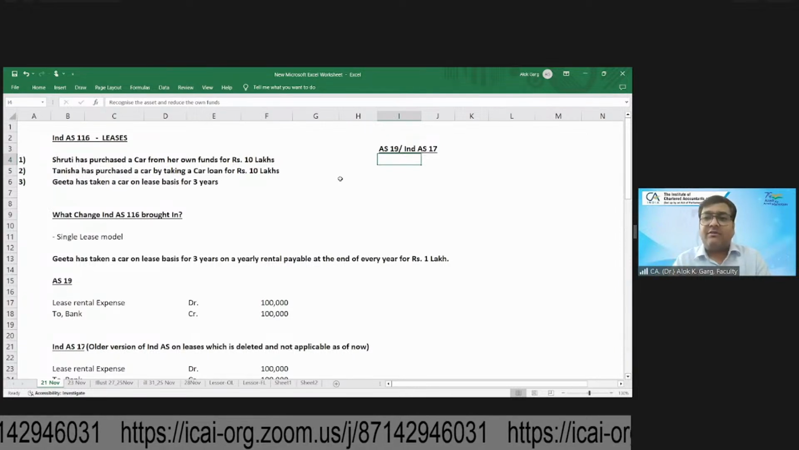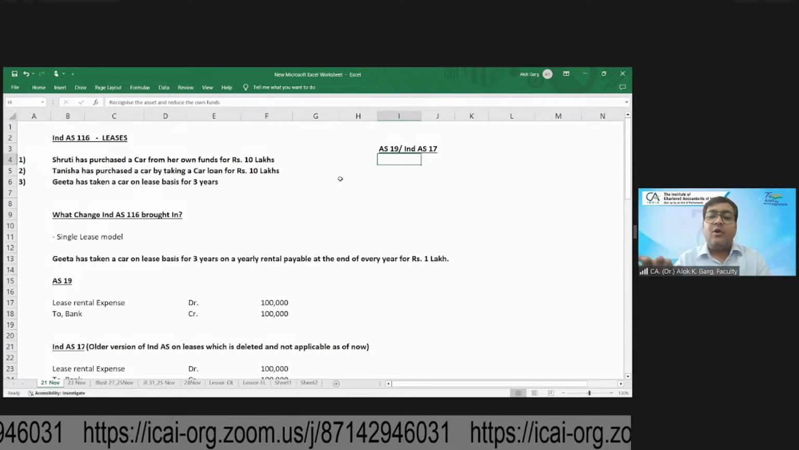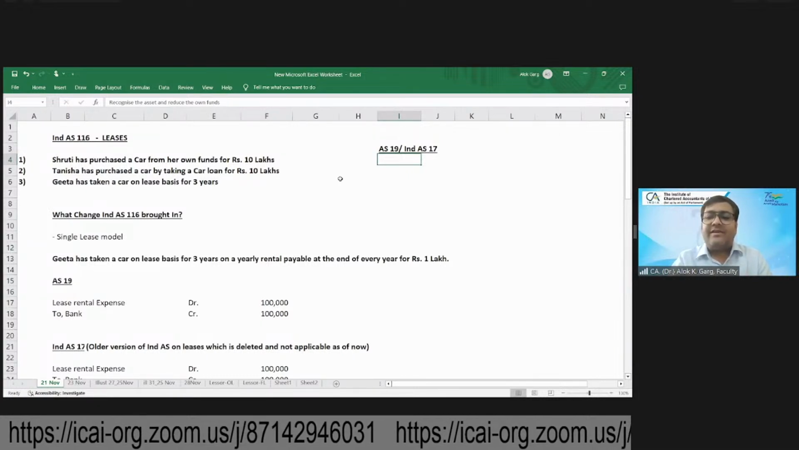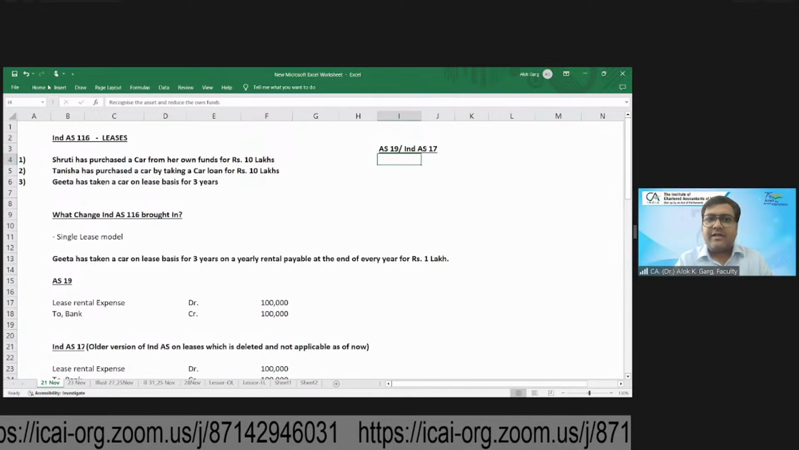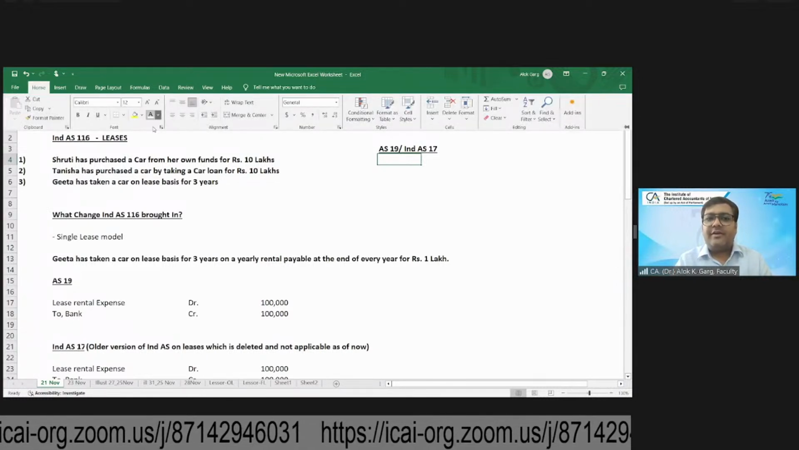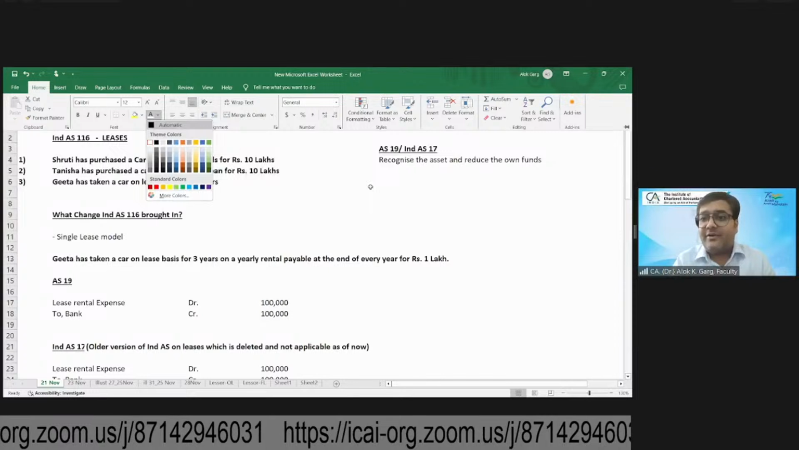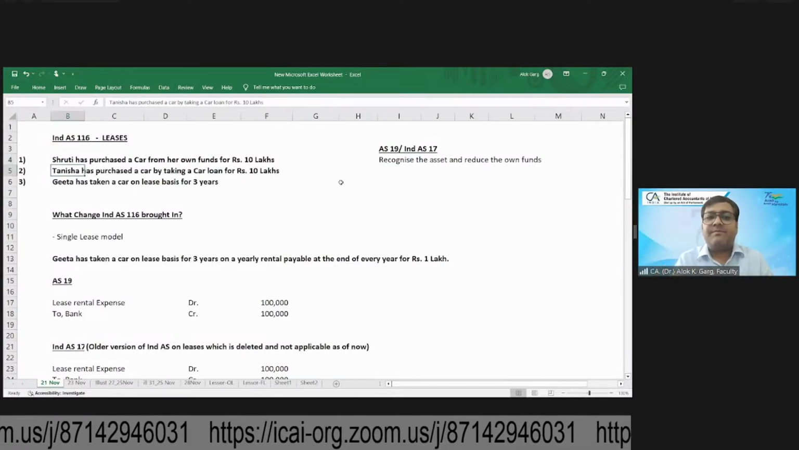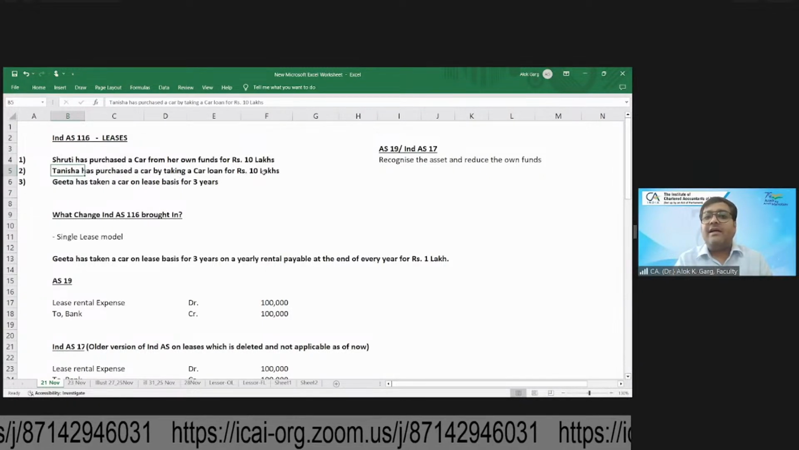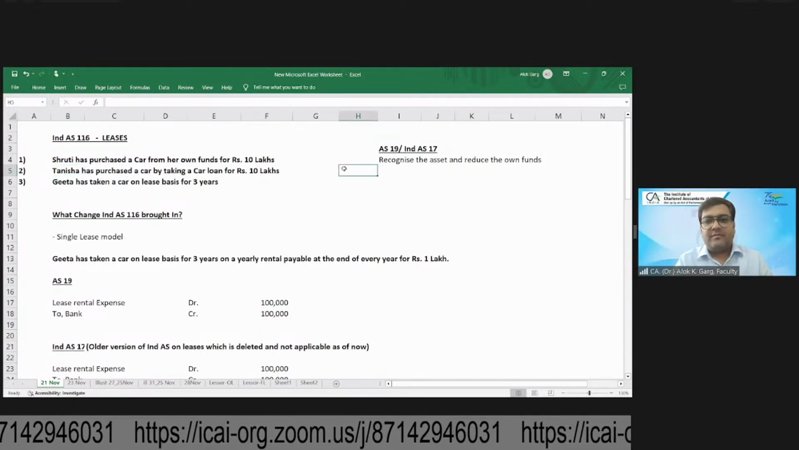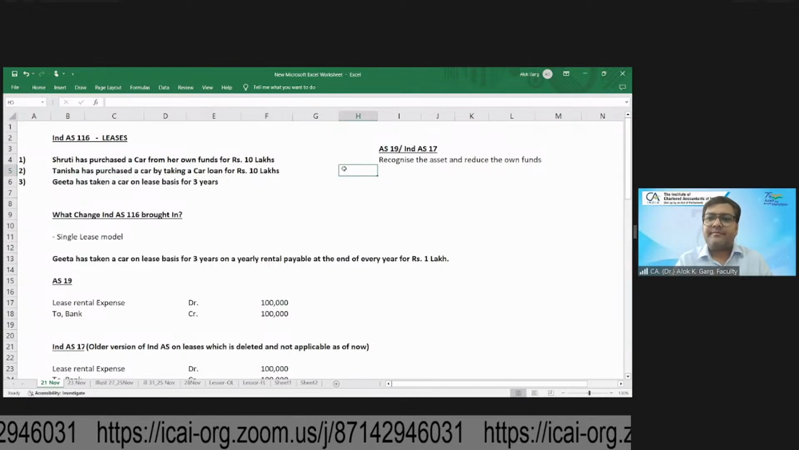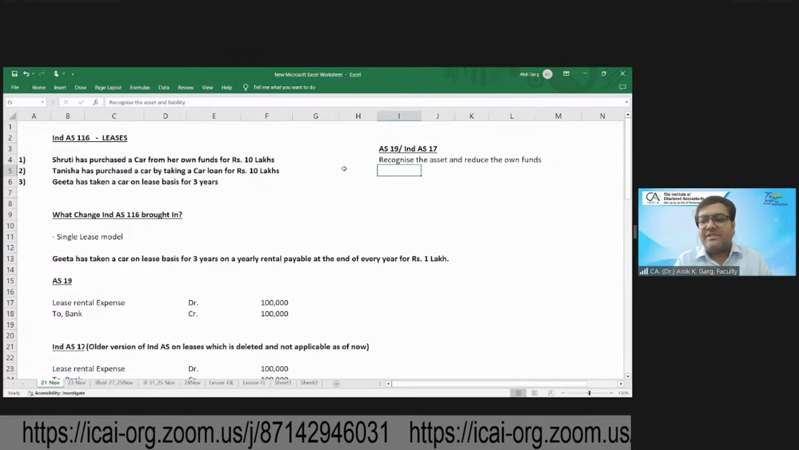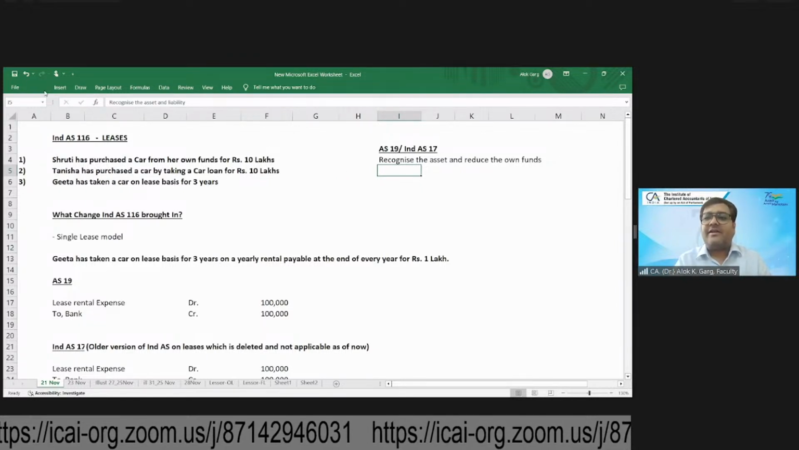PPE will be debited and the cash will be credited. On the balance sheet asset side, one asset will come and one asset will go. So recognize the asset and reduce the own funds. What is the accounting treatment? She has to recognize the asset and reduce the own funds. Second example, Anisha has purchased a car by taking a car loan for rupees 10 lakhs. Now, what is the accounting treatment here? Again, she has to recognize the asset and recognize the liability, which is the loan.